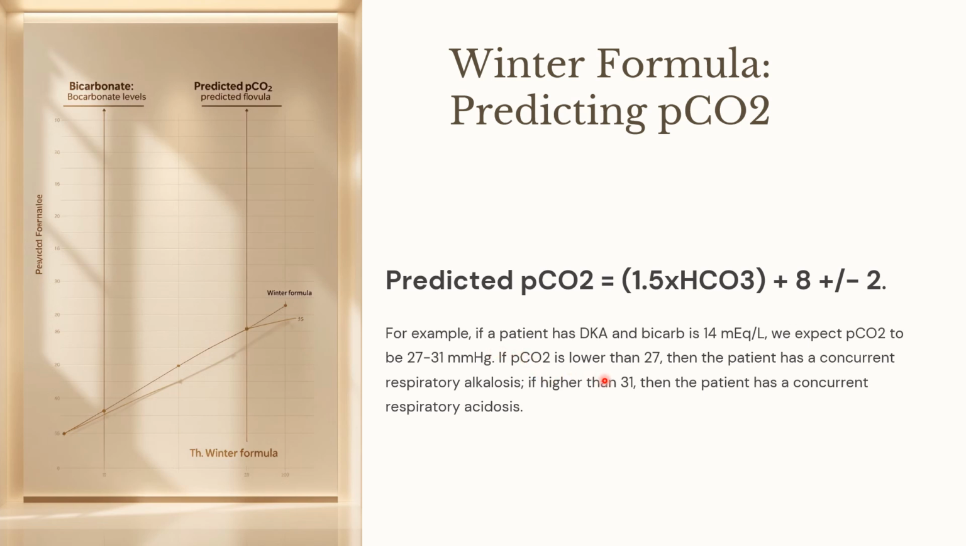But if the PCO2 is lower than 27, it hasn't come down, it's lower than 27, then that means the patient has a concurrent respiratory alkalosis. There is another disorder too, which is respiratory alkalosis. But if it is higher than 31, then the patient has a concurrent respiratory acidosis. In this way, we can use this Winter formula to predict the PCO2 and find out if there are any other concurrent diseases associated with it, mainly the respiratory alkalosis or acidosis. That's what we can find out from this Winter formula.